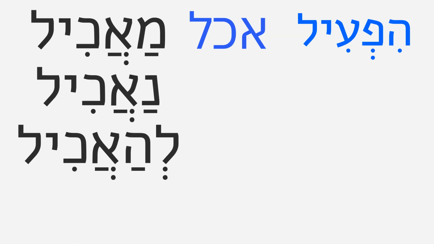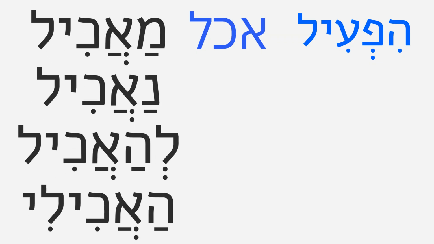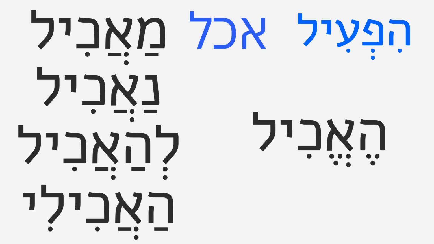To recap, when the first root letter is a guttural, in the hiphil present, future, infinitive, and imperative, its vowel will change from a shva to a patach shva. But in the past, it will change to a segol shva, and the vowel on the hey before it will change from a hirik to a segol.